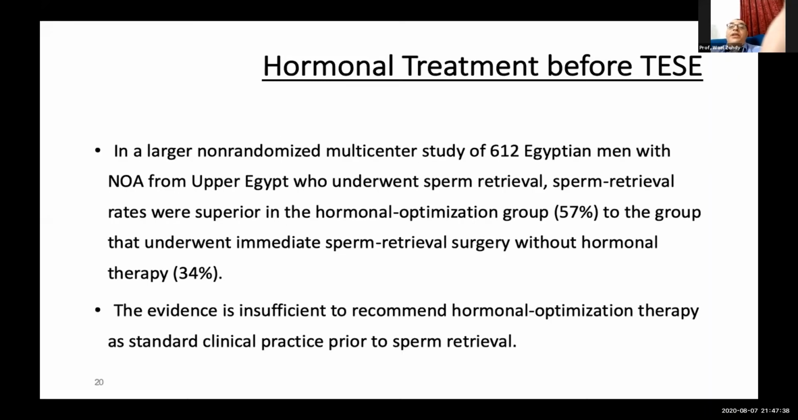In a larger non-randomized study conducted in Upper Egypt, involving more than 600 Egyptian men, the hormonal optimized group had a higher chance of sperm retrieval, 57% compared to 34% in the second group. The evidence is insufficient, however, to recommend hormonal optimization prior to TESE, and we agree with Dr. Server, as we said, we don't offer this as a routine. Next.